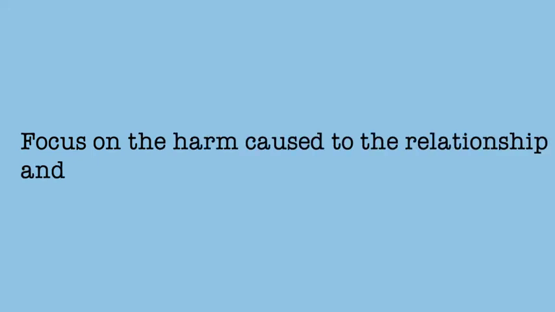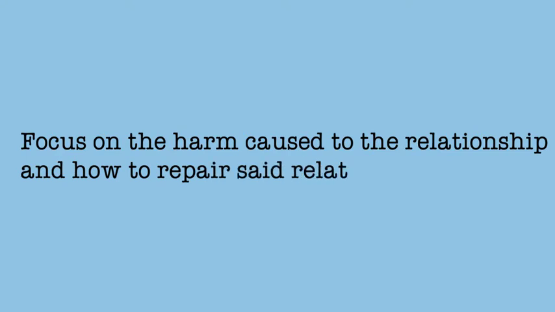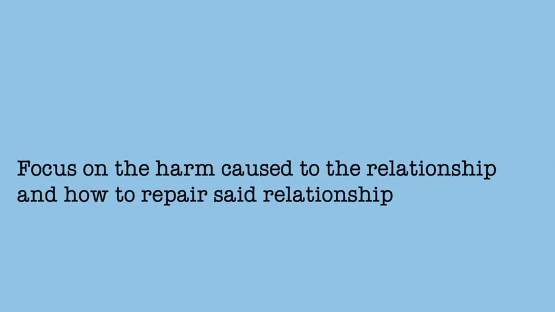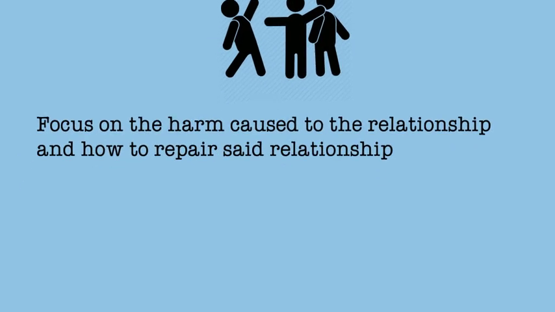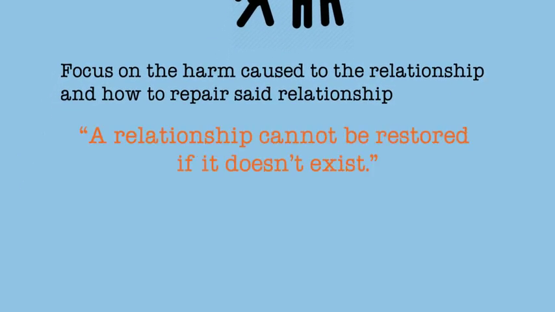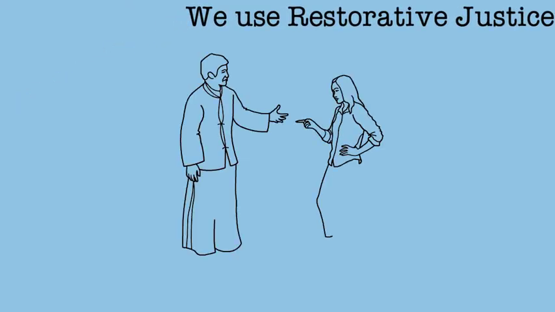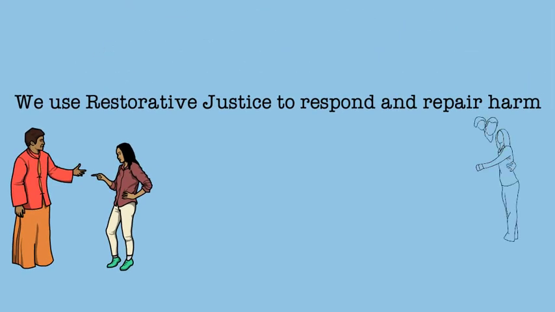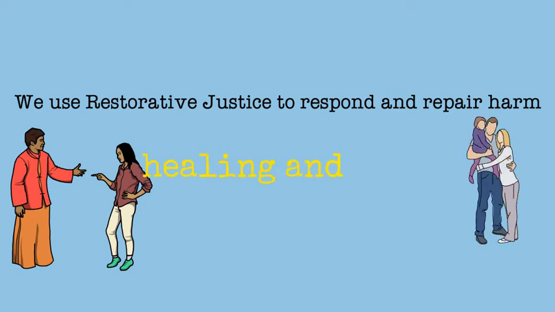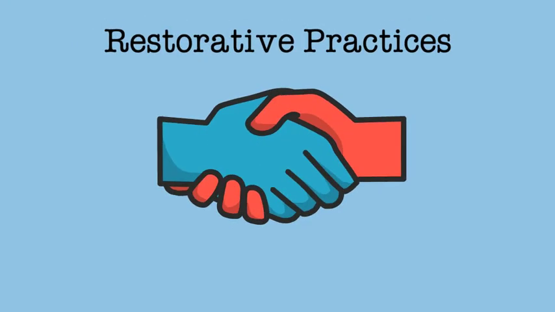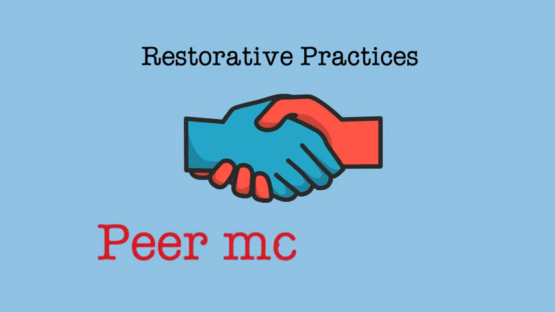Relationships are important. When an incident occurs, the focus is on the harm caused to the relationship and how to repair said relationship, rather than what rule has been broken and what consequences will be imposed. We use restorative justice to respond to harm that someone has caused and to find ways to repair that harm so that healing and change can take place. Restorative justice has many approaches when trying to solve an issue. In this video, we're going to talk about peer mediation.